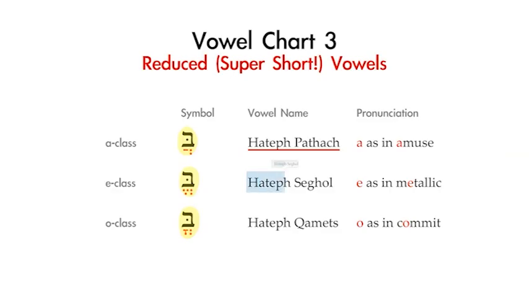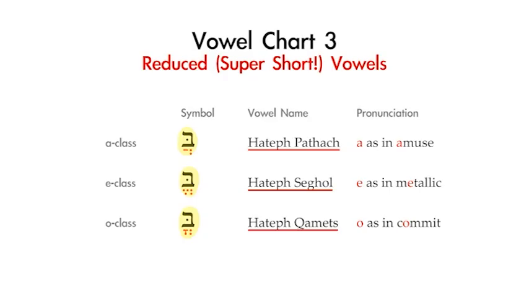The hatef segol appears as a series of three dots with the two vertical dots on the right, and is pronounced like the E in metallic. The hatef qamets appears as a small T with two vertical dots on the right underneath the consonant, and is pronounced like the O in commit. Let's pronounce these vowels again with a consonant bet.